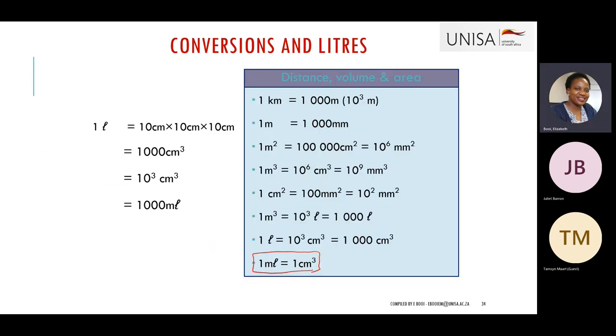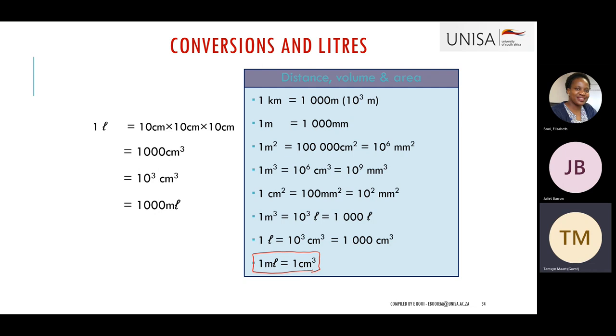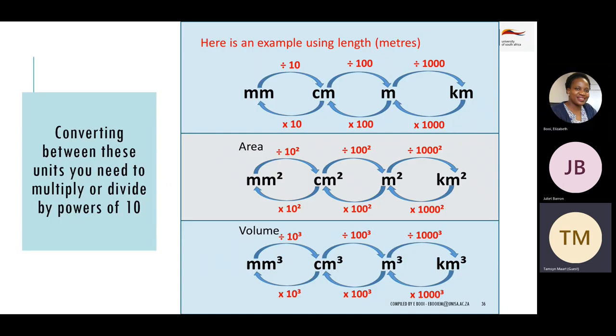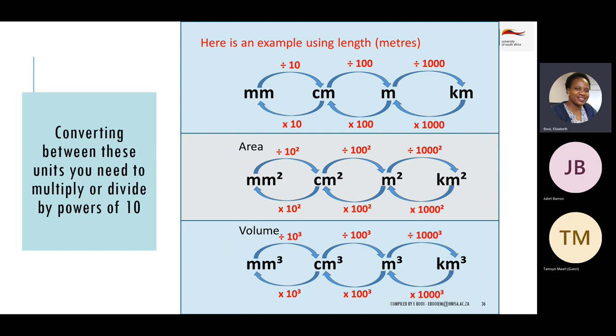And did we convert correctly? 1 cubic meter is equivalent to 1 kiloliter, which is equivalent to 1,000 liters. Ma'am, there was another conversion table that you showed us in the beginning of the session for getting from millimeters to centimeters. When we go from millimeter to centimeter, we divide by 100. When we go from centimeter to millimeter, we multiply by 100. That's why we multiply 30 by 100 to get 3,000.